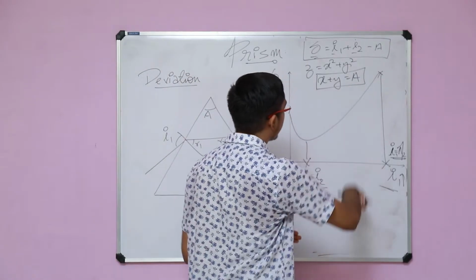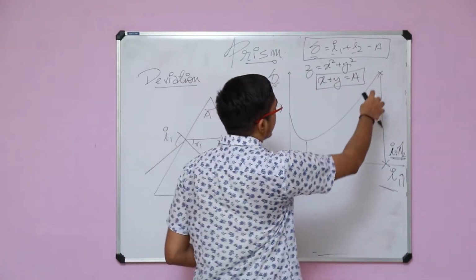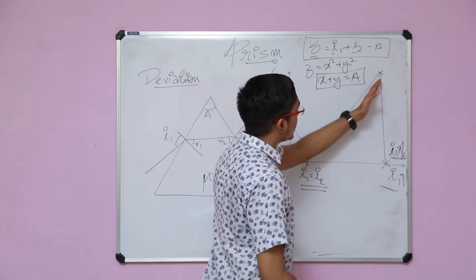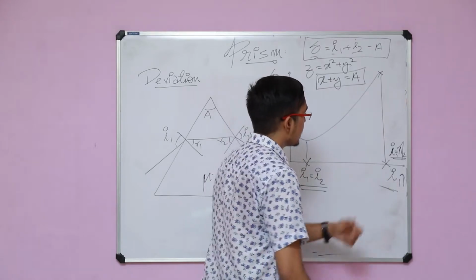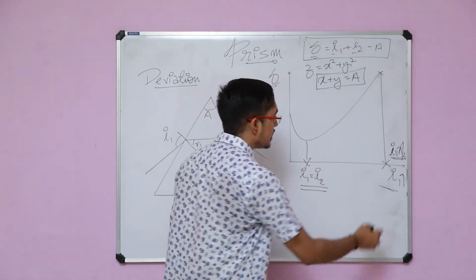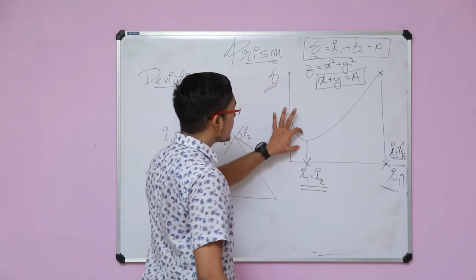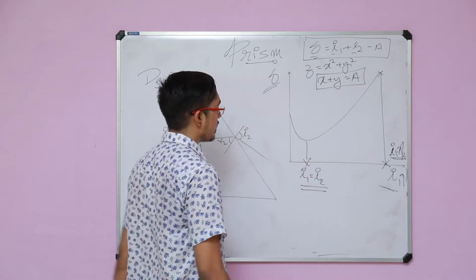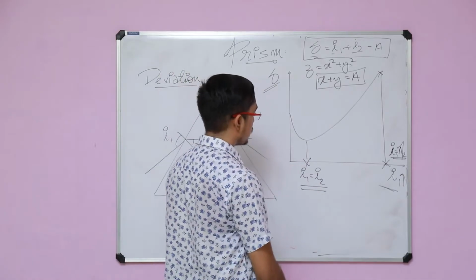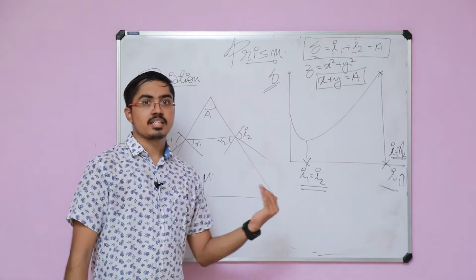It is a U-shaped graph, but remember that at this point, this is the maximum deviation condition. This is the condition where I1 is equal to 90 degrees. So this value on the x-axis is equal to 90 degrees, and this is the minimum deviation condition, which is a symmetrical condition where I1 is equal to I2. So let's derive the equation for each of these conditions separately.